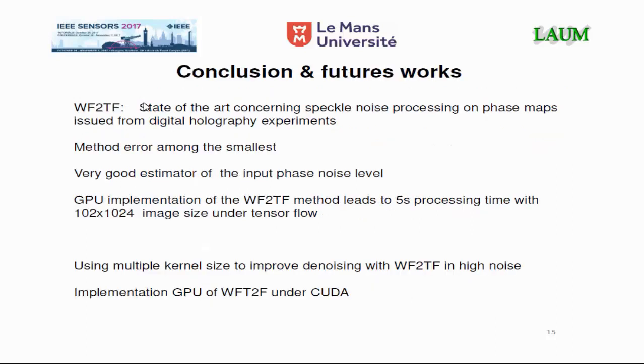Here is the conclusion. We have demonstrated that the window weight Fourier transform is an excellent algorithm for denoising phase maps. The GPU implementation of the window weight Fourier transform leads to a 5-second processing time with a 1K by 1K image size under TensorFlow. And as perspective, we plan to translate this TensorFlow into CUDA because it is known to be more efficient. And we plan also to use window weight Fourier transform with multiple kernel sizes in order to improve the denoising.